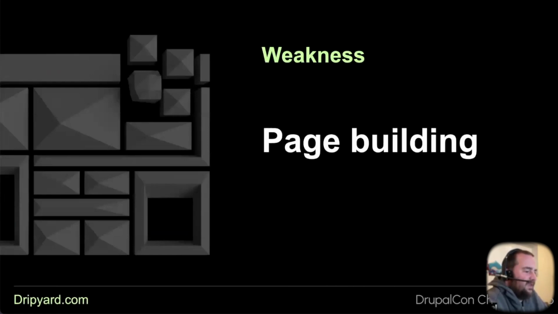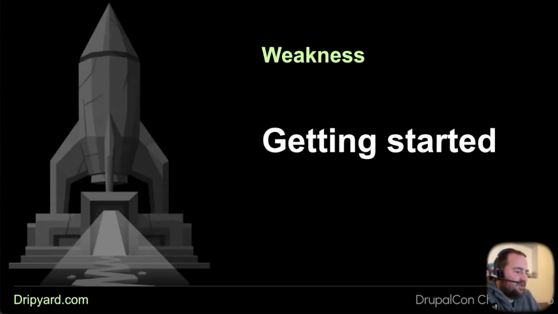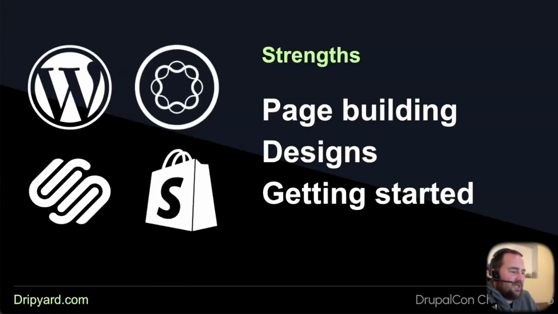But in the meantime, our weaknesses are things like page building, which is not for lack of trying. We have things like Layout Builder, Paragraphs, Layout Paragraphs, and a million other things. Our designs are not that great for the market that we're in. And getting started with Drupal has kind of just been a running joke for far too long. Meanwhile, our competitors like WordPress, AEM, Squarespace, and Shopify do all the things that we do badly really well. They do page building really well, their designs are beautiful and gorgeous, and it's easy to onboard and get started with them.